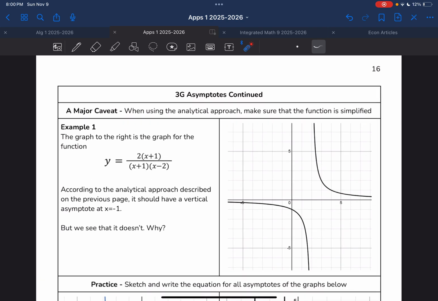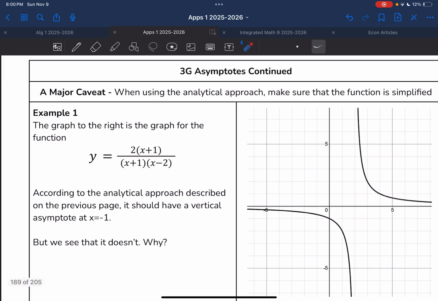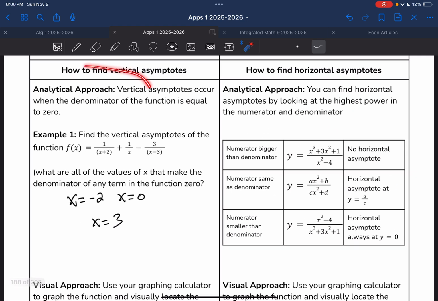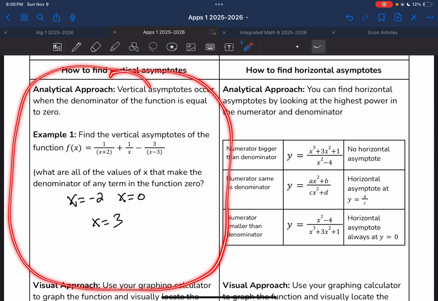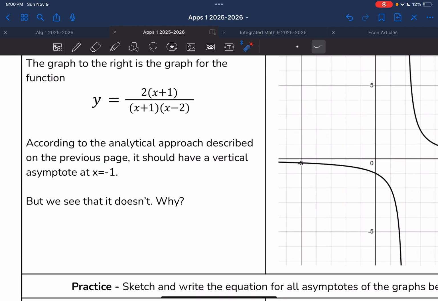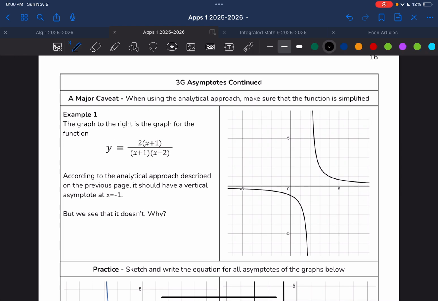This is especially true because you want to be very careful when using the analytical approach. For example, if we use the analytical approach right over here, we were talking about where the vertical asymptotes are, where the denominator is 0. Well, if you look over here, you would say, oh, well, that should occur at x equals -1 and x equals 2. Right? Those should be our vertical asymptotes based on that analytical approach because those are the values that make the denominator 0.